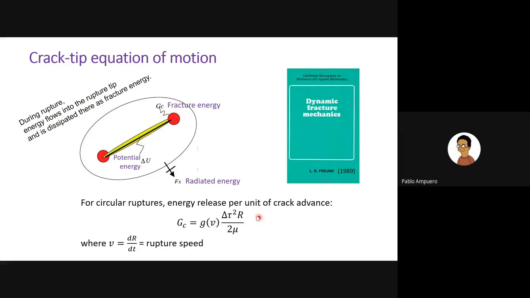Now, in this equation, the unknowns are the rupture speed and the rupture position as a function of time. The rupture speed is the derivative of the rupture position. So this provides a differential equation that one can solve to compute the evolution of the rupture position. So that's why we call this a crack tip equation of motion. So by the 90s, this was the available 2D theory.